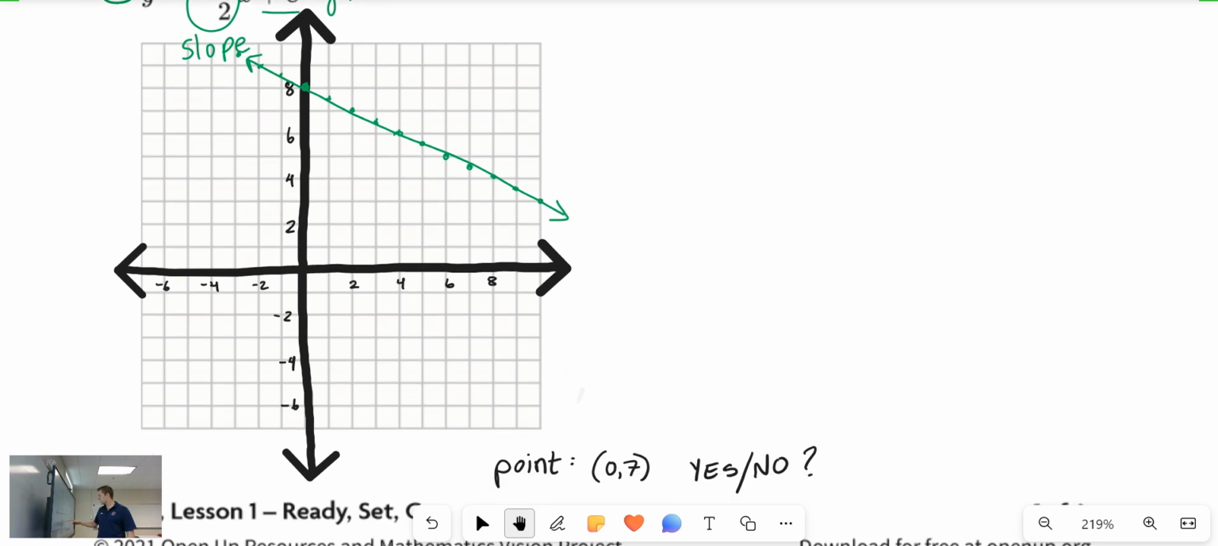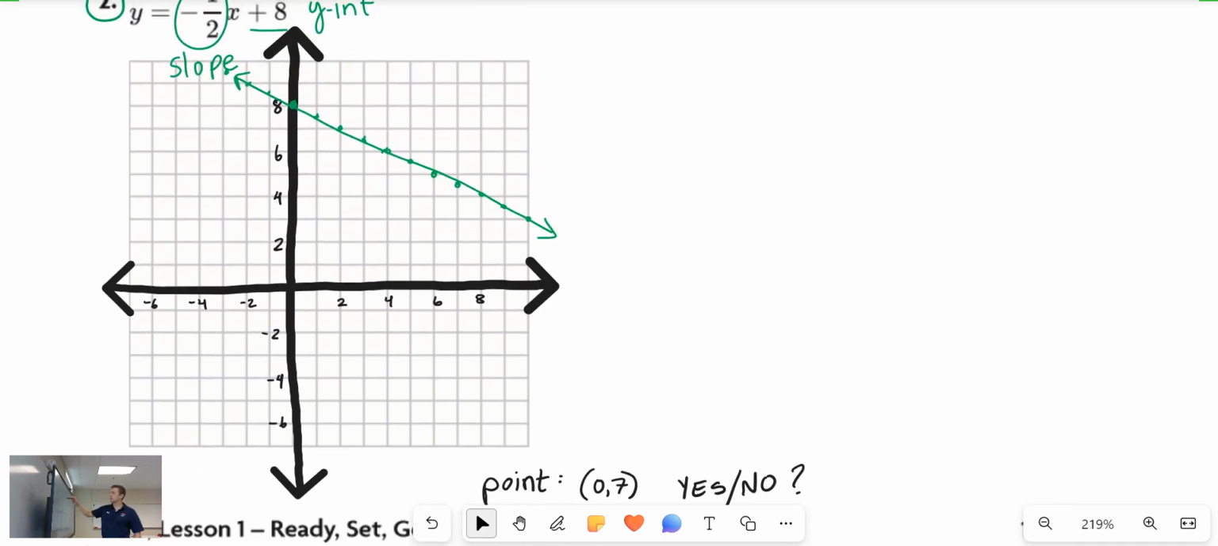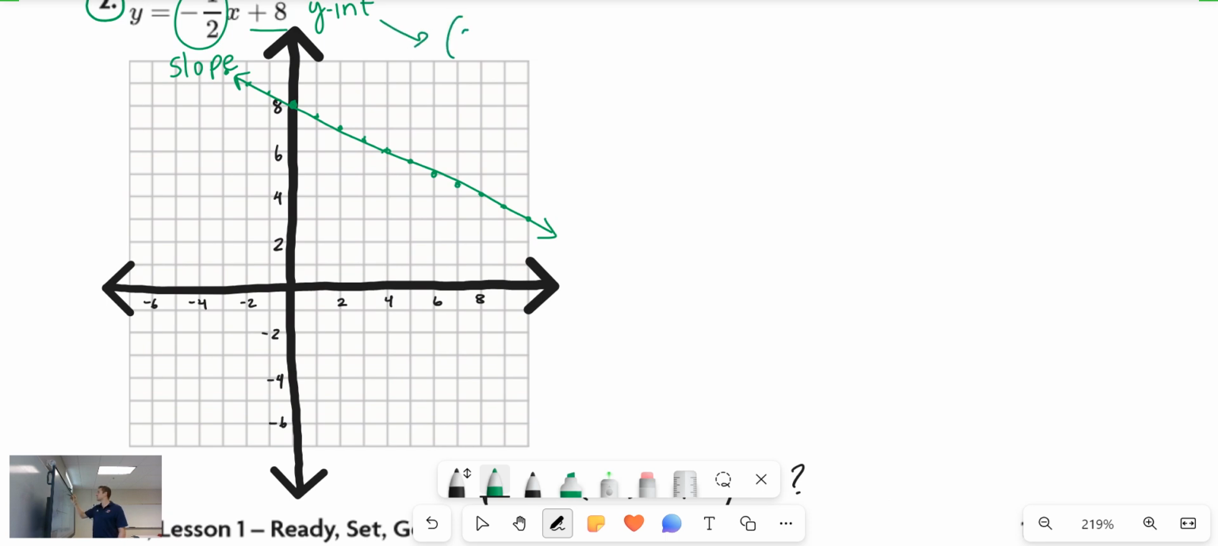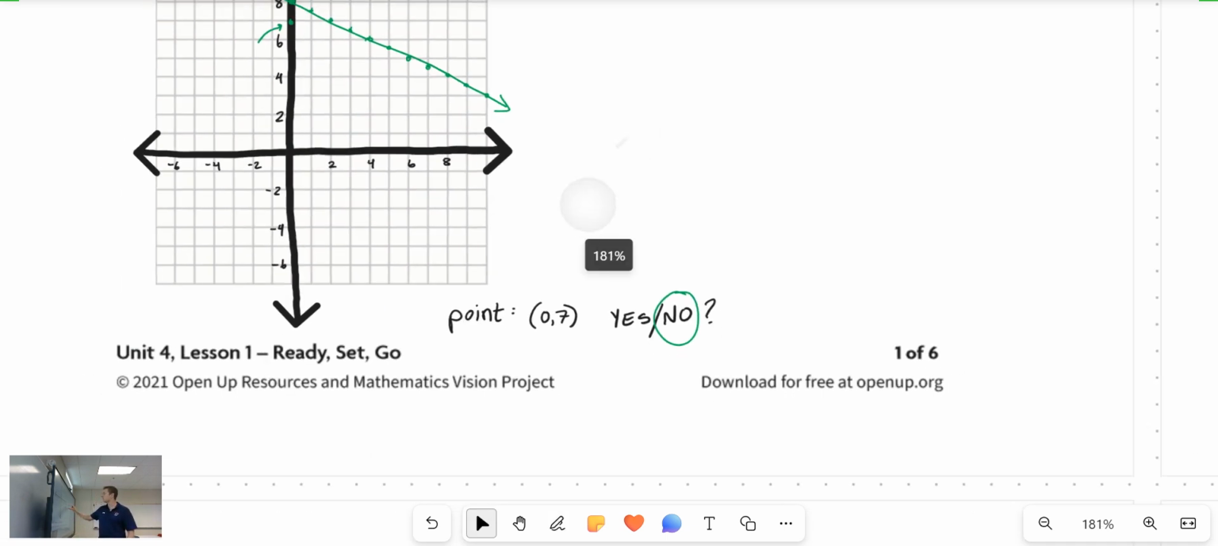And now the question we have to ask ourselves is: is the point (0, 7) on this line? Well, we know that the intercept is going to be (0, 8). So if (0, 8) is on the line, (0, 7) would be this point right here. And is that on the line? No, it is not. So no, the point (0, 7) is not on the line.